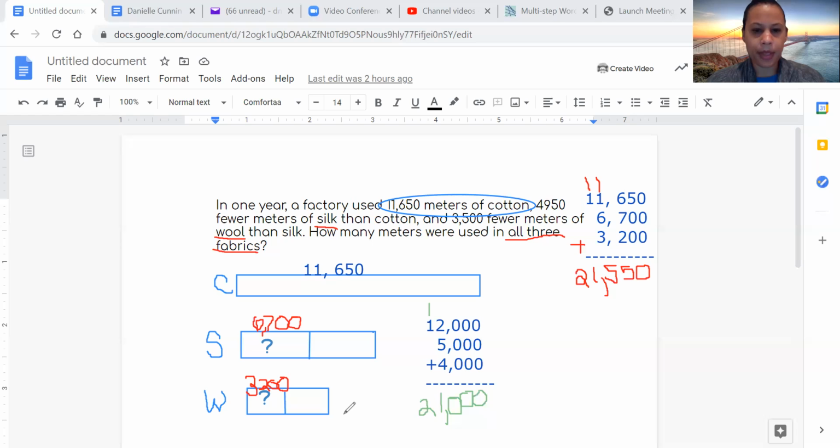So for this problem, it was a multi-step subtraction problem because we had to figure out unknowns. We used a comparative model right here to represent what was the missing parts, as well as finding out the actual numbers that they had, the fewer meters for it. And then we had to add it in order to find out all of the fabrics. And then we used estimation to compare to see if we were in the right ballpark for it. Do you have any questions?